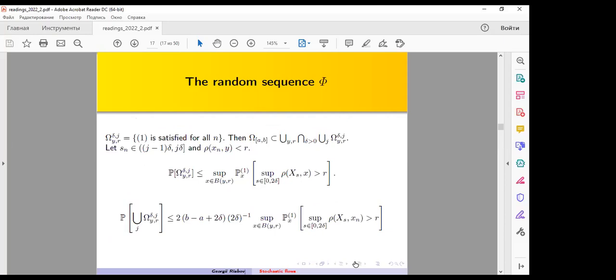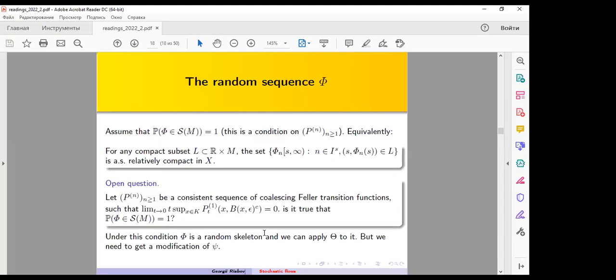Since we consider segment AB, there can be at most this number of segments J. Now it remains to take delta to 0 and apply the continuity assumption.